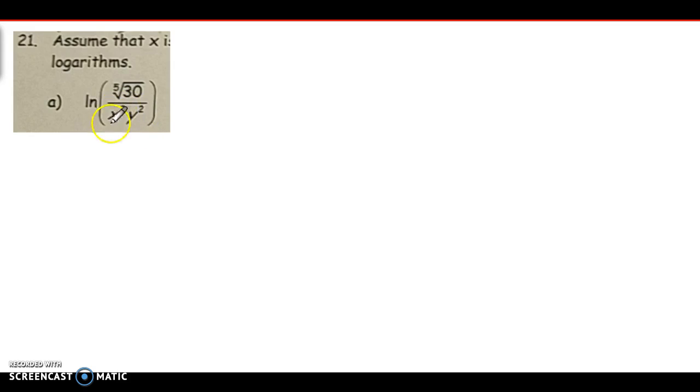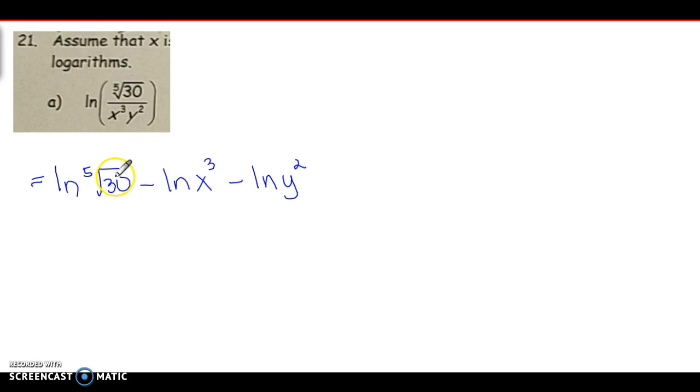So remember, every time you see denominators, that means it is a subtraction. Every time you see numerators, those are addition. And so you only have one expression in the numerator, but you have two in the denominator. So we can break this one down as something like this: ln of the numerator, the fifth root of 30, minus ln x to the cube, another denominator, minus ln y squared. Okay, you can keep it this way, but you can also change this into exponential.